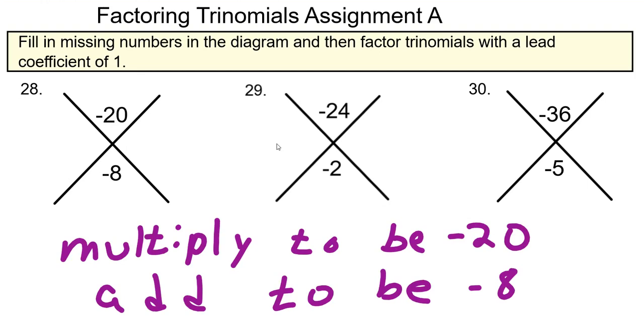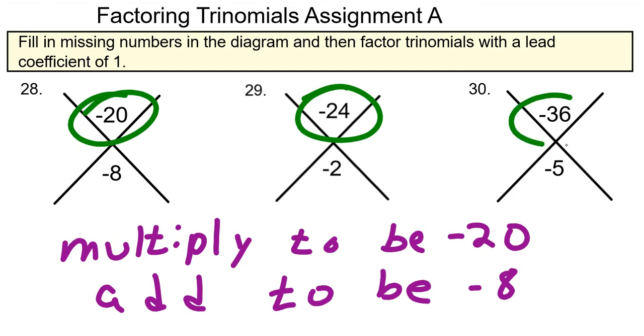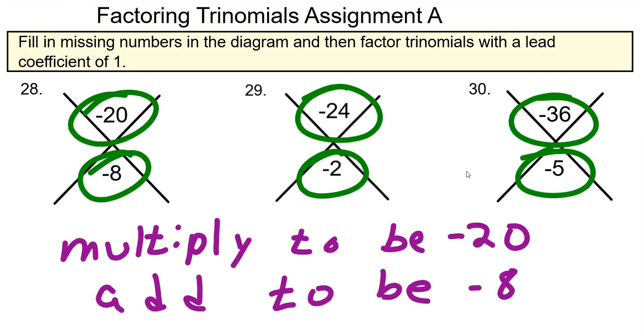In every problem on this page, the top number is negative, and the only way you can multiply to be a negative number is if one number is negative and the other number is positive. Not only that, in every problem on this page, the bottom number is negative. What that means is the larger of the two numbers will be negative.